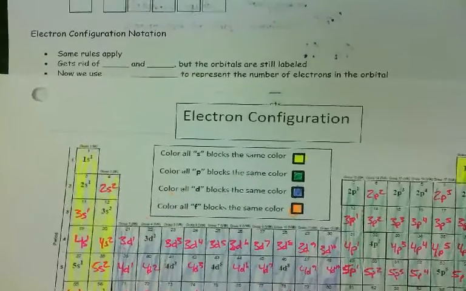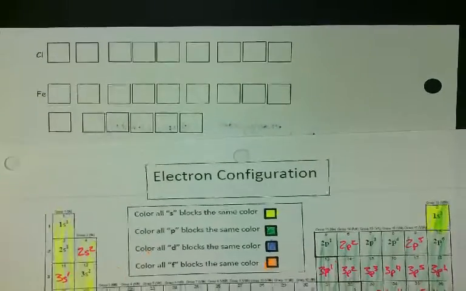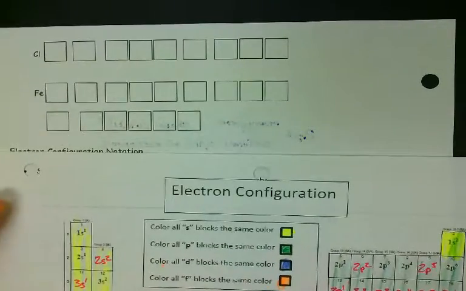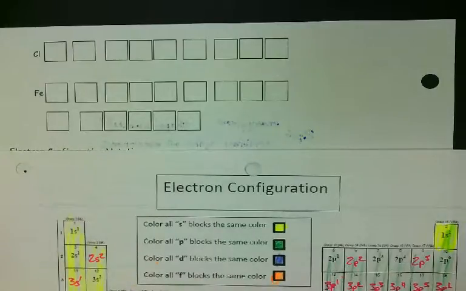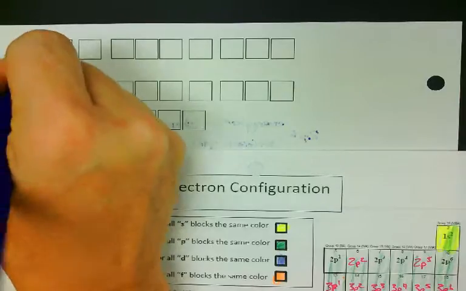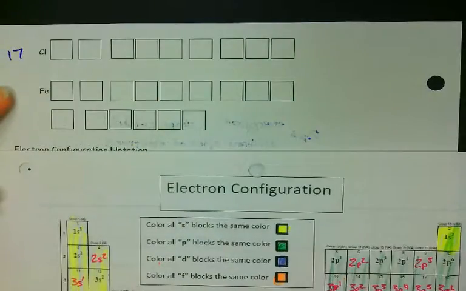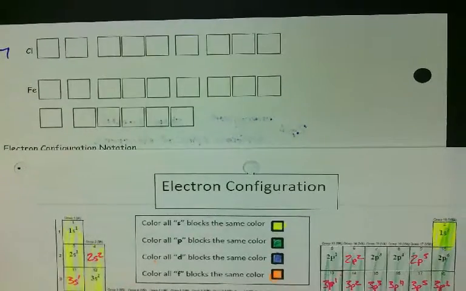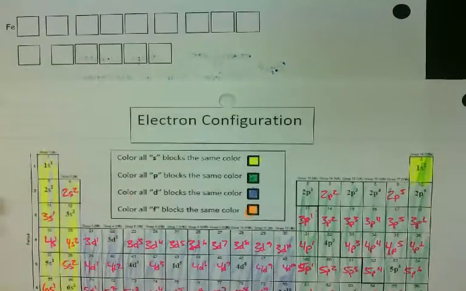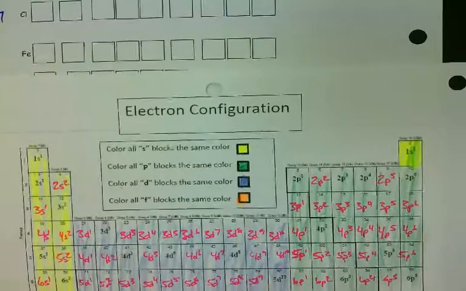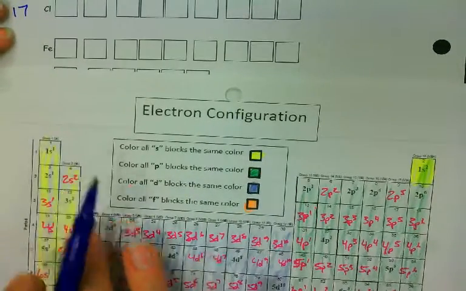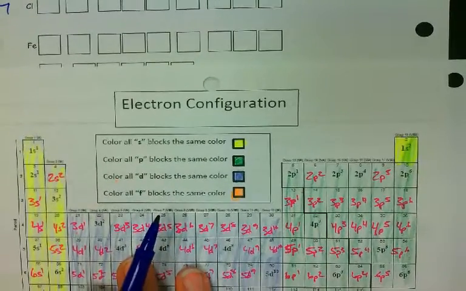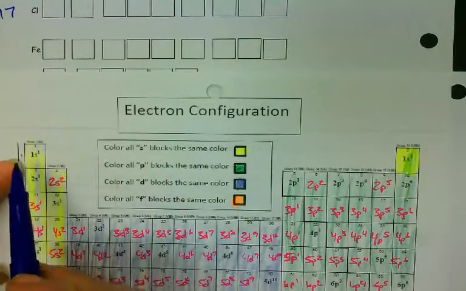So flip over. Now we start getting to some longer ones. So we've got chlorine on the back. And you'll see that chlorine is what number? Go ahead and find it on your periodic table. You'll see that it is 17. Okay? So what do we do with that? We basically look at your big chart that you've drawn today. Okay? So it's basically a street address. So let me kind of explain.